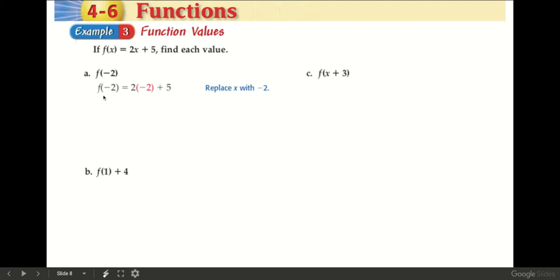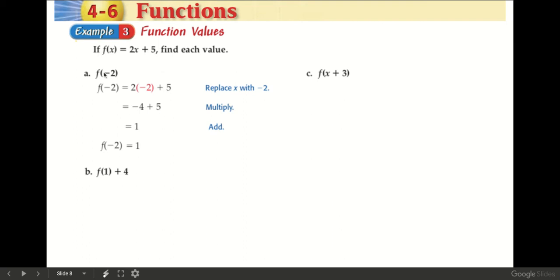I don't have to do anything to the left side. I am only calculating the right side here. So 2 times -2, right, is -4. -4 plus 5 is 1. So now I know f of -2 is equal to 1, right?